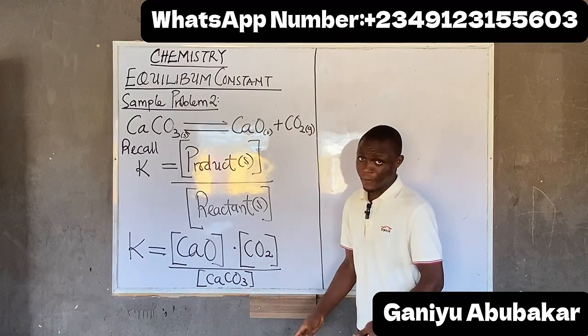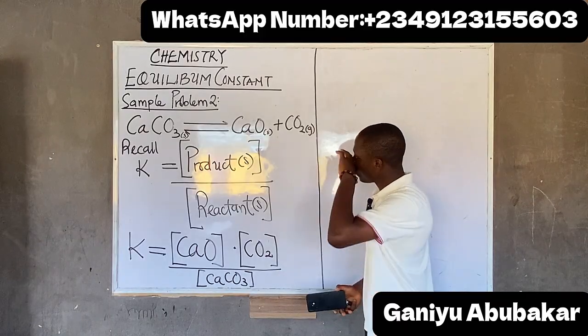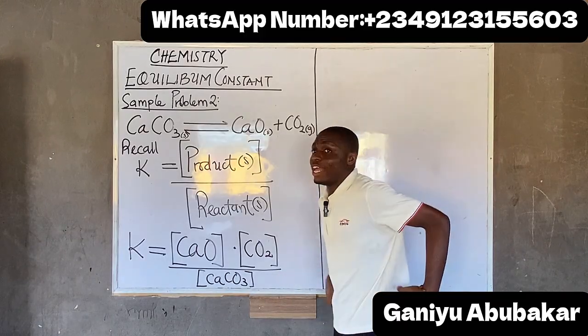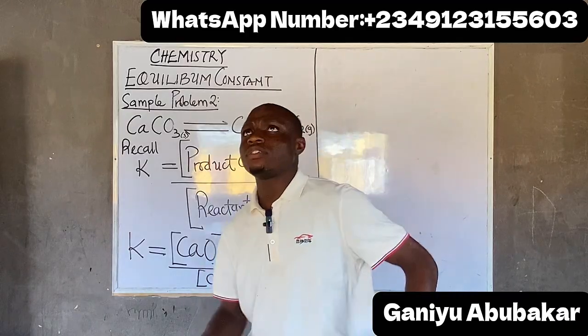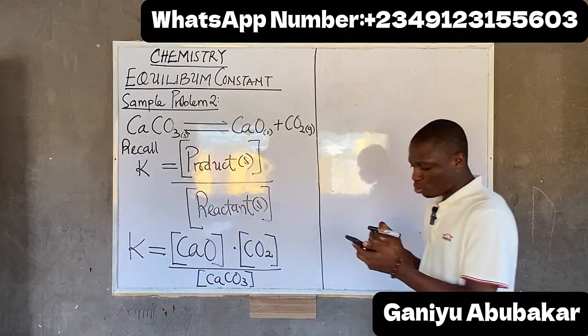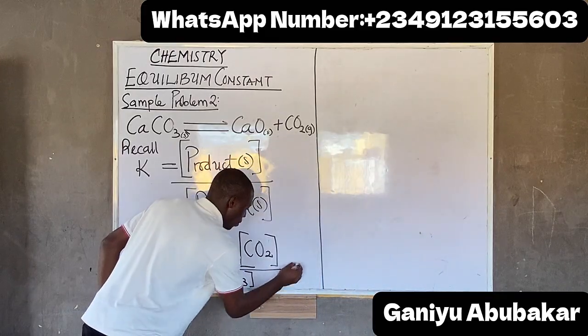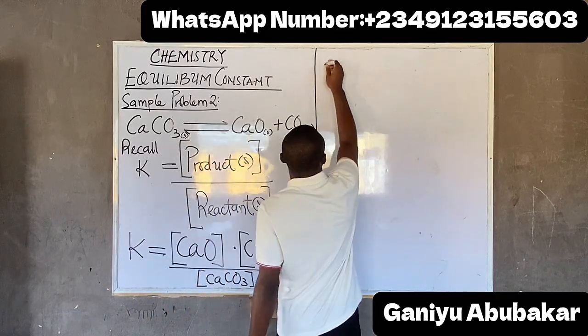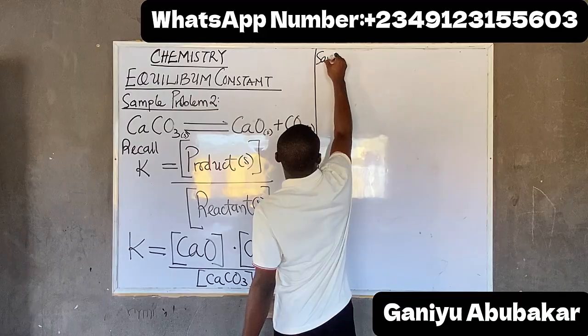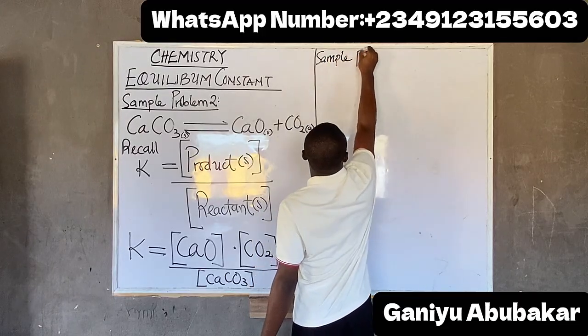So this becomes your answer to this particular question. That is all. This is a solved problem when it comes to equilibrium constants. So let's do sample problem 3.